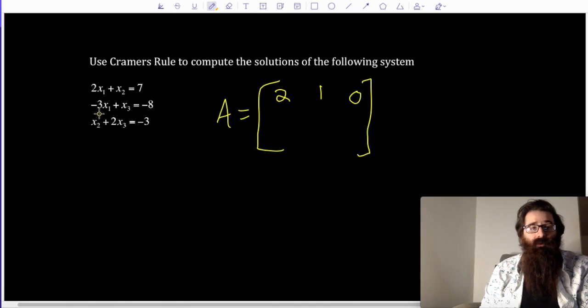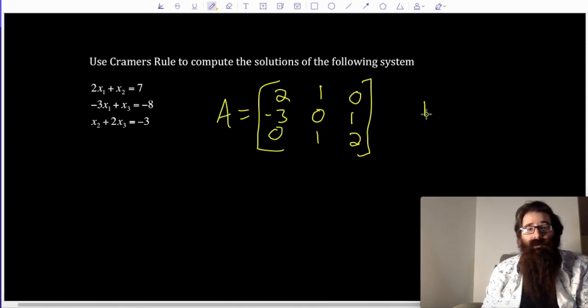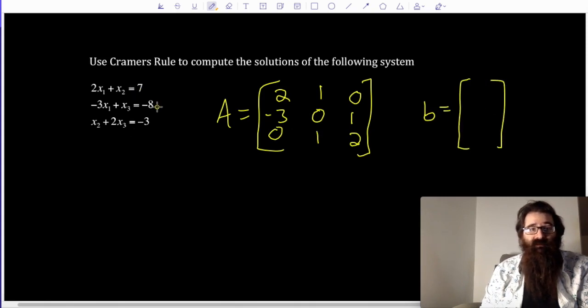For the second row, I have a -3 times x1, so -3x1, and I'm missing x2. I don't see any x2, so that would have to be a 0x2, and then 1x3. And then for this last equation, well, I'm missing x sub 1. So starting off, that would have to be a 0x sub 1. But then I have 1x sub 2 and 2x sub 3. So there's my coefficient matrix A. And my column vector B is the stuff that we're equal to. So that's 7, -8, -3.